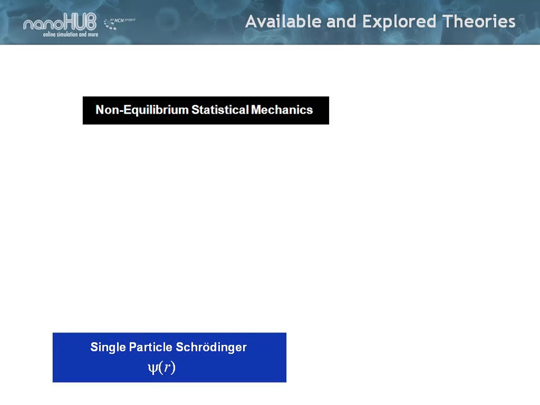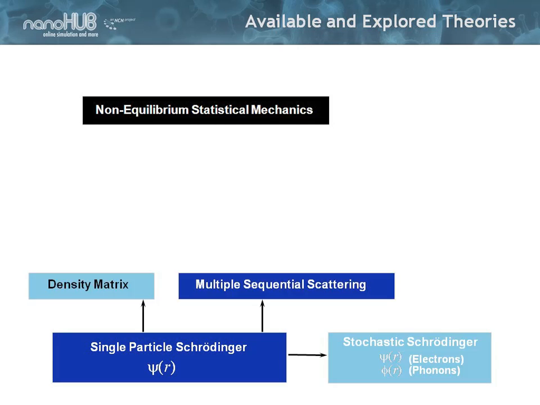When we worked on NEGF at Texas Instruments, we did explore a variety of theories. So we had, in a sense, the general non-equilibrium statistical mechanics approach and the typical single particle Schrödinger wave function approach that you learn in quantum mechanics classes. And they can be somewhat connected, where from the single particle Schrödinger approach, you can start to derive a density matrix or multiple sequential scattering or a stochastic Schrödinger equation to solve that.